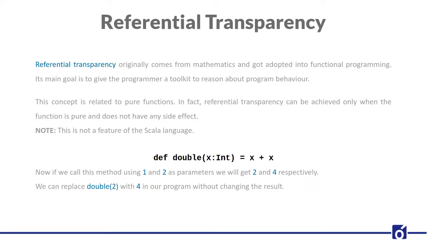If you look at the bottom, there is a code snippet which shows a method double, which basically doubles whatever you give in the parameter. If you give 1, it will return 2, and if you give 2, it will return 4. Referential transparency says wherever I am using double, I can replace it with the value that comes out of it. So if I am using double of 2 somewhere, I can easily replace it with 4 without changing the other results.